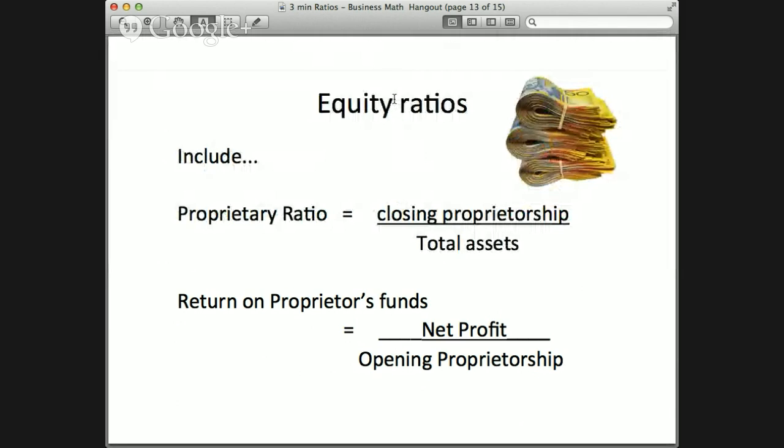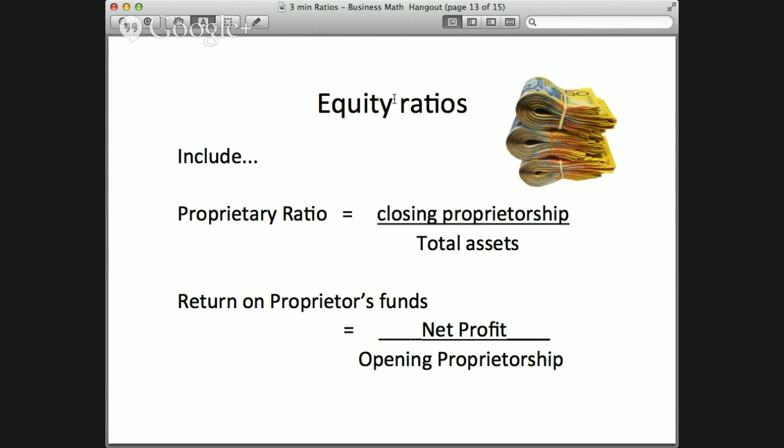The equity ratios then measure the proprietor's funding for the business, or the owner's equity. I like to call it owner's equity. Proprietorship and owner's equity are the same thing, guys. So the higher the proportion of assets that are financed by the owner of the business, the stronger and more stable the business appears on the financial report.